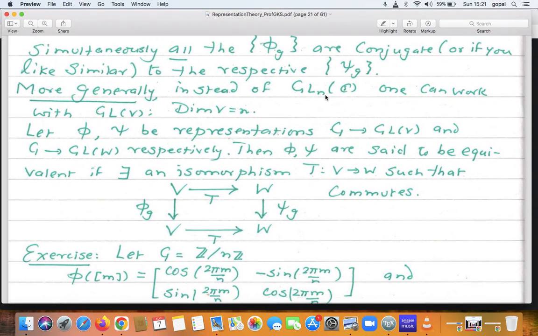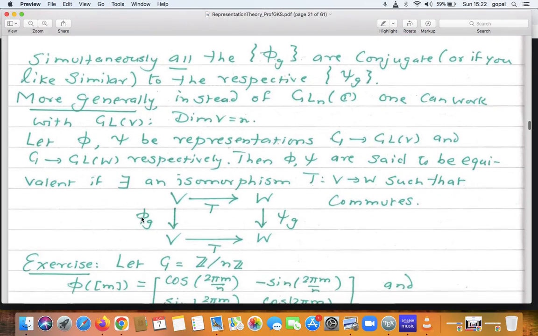More generally, instead of GLn(C), one can work with GL(V), where the dimension of V is n, and I can take a representation phi, a group homomorphism from G to GL(V), and a representation psi, a group homomorphism from G to GL(W). And then we say that phi and psi are equivalent if there's an isomorphism T from V to W, such that the phi(g)'s and the psi(g)'s are conjugated by T simultaneously for all g's. Is the definition clear to you?